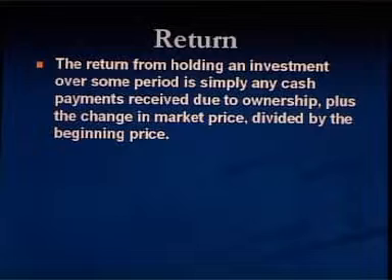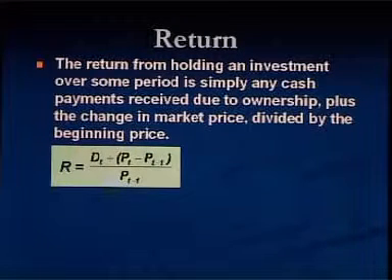The return from holding an investment over some period is simply any cash payments received due to ownership plus the change in market price divided by the beginning price. This particular formula can be used to calculate return, where Dt is the cash payments received and this is the change in price, because Pt is the ending price and Pt minus 1 is the beginning price. So, the sum of Dt plus Pt minus Pt minus 1 can be divided by the beginning price Pt minus 1 to calculate return.